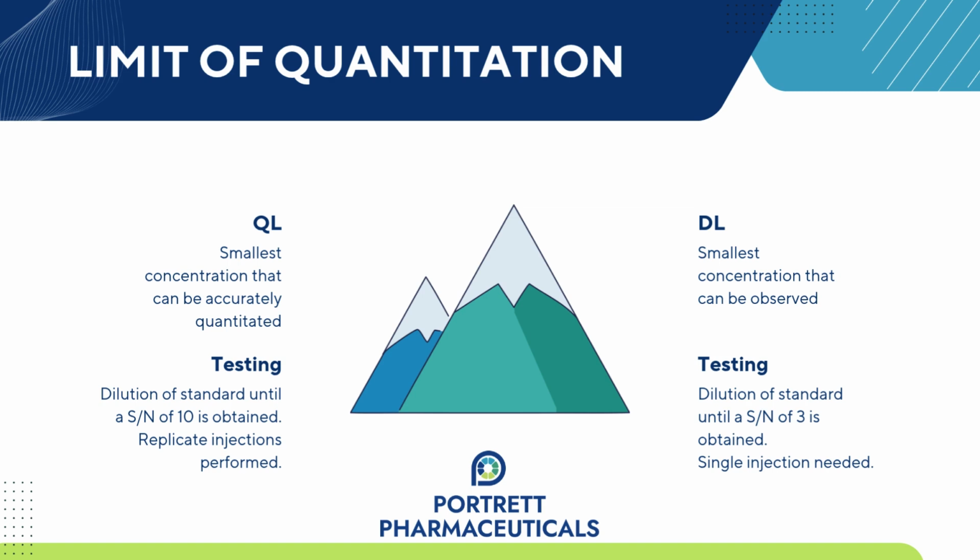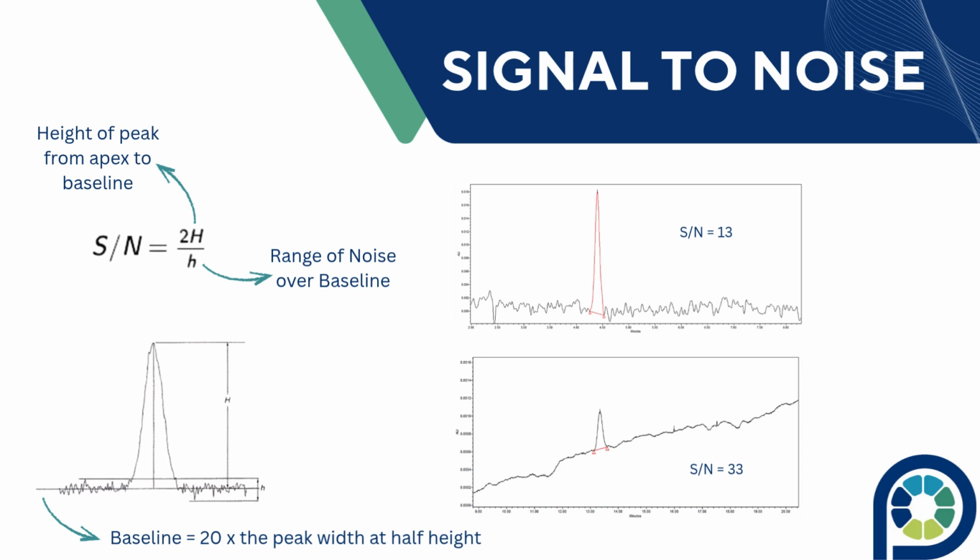To further explain this, we will dive into what signal-to-noise is a little more. There are many ways to calculate the signal-to-noise ratio, but our focus for this discussion will be around USP signal-to-noise. The USP signal-to-noise calculation is 2 times the height of the peak divided by the noise. The region of the noise should be taken over the range of 20 times the peak width at half height.